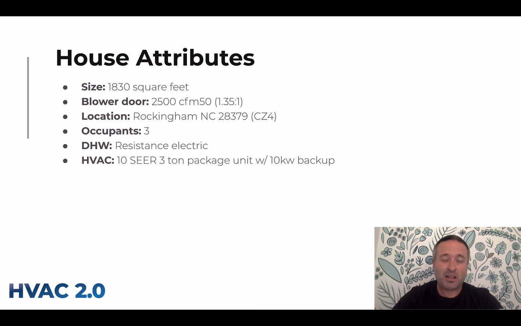It's nothing spectacular, but it's probably an HVAC only solution. It is in Rockingham, North Carolina, which is climate zone 4. There are 3 occupants in this house. They have a resistance electric water heater, and their current HVAC is a 10 SEER 3-ton package unit, and it has a 10 kW backup strip heater. So that's what we know.